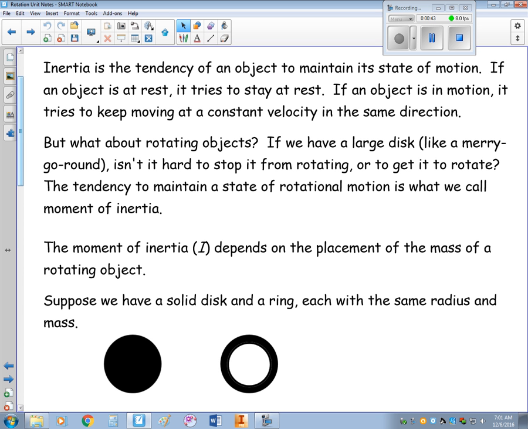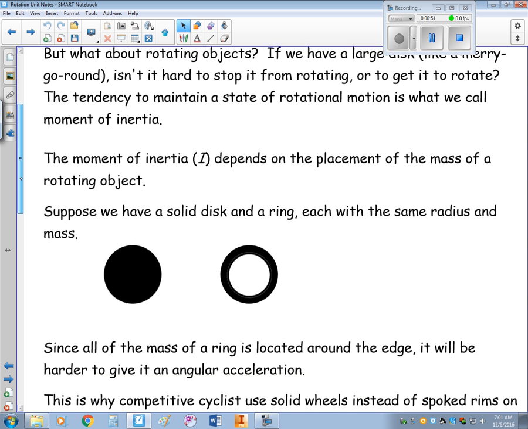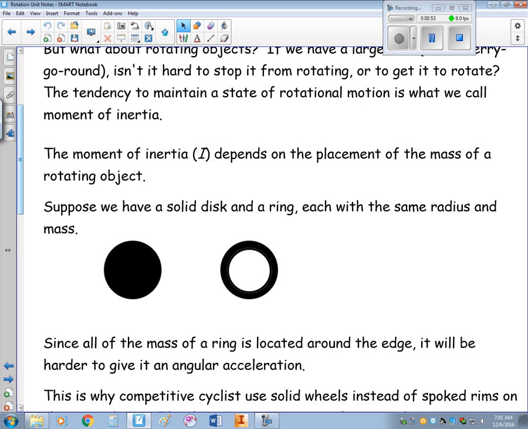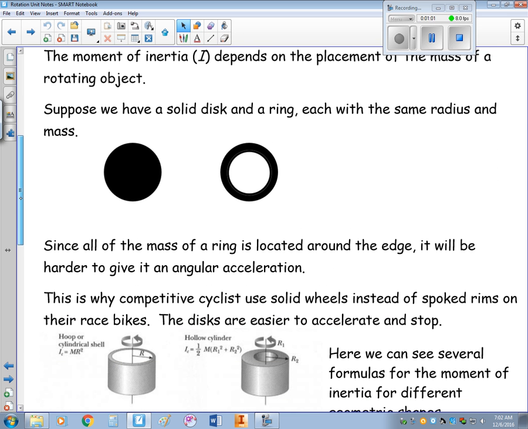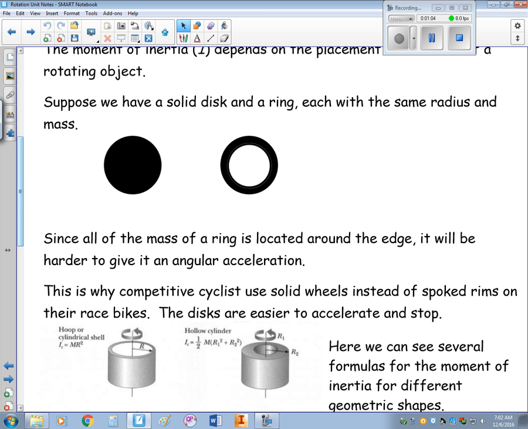So this tendency to maintain a state of rotational motion is what we call moment of inertia. We use a capital I as its variable, and what it comes down to is it depends on the placement of mass. So let's say we have a solid disk and a ring. Each of them have the same mass and the same radius. Since all of the mass for the ring is located at its edge, it's going to be harder to give it an angular acceleration than the disk.